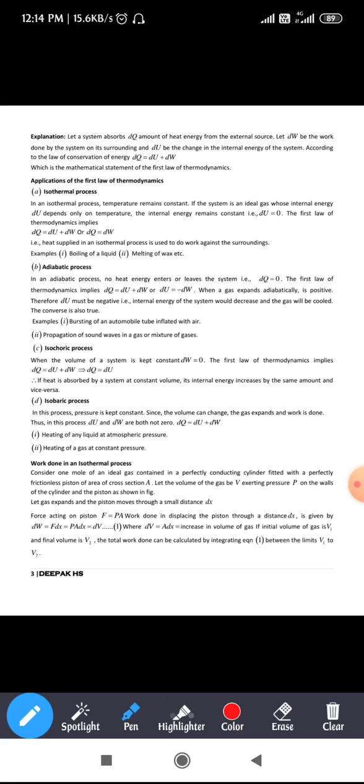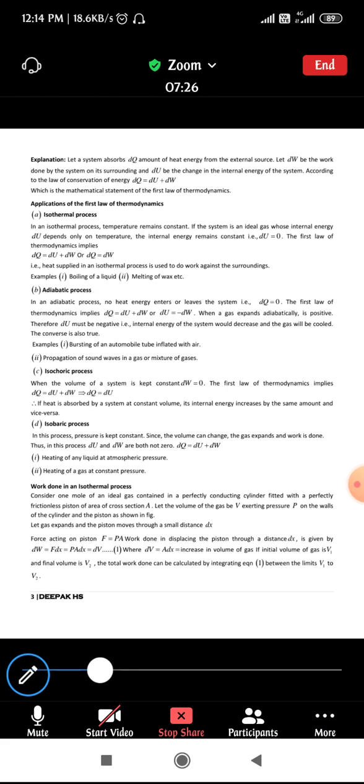Next, coming to the adiabatic process. An adiabatic process is one where no heat energy enters or leaves the system. So the entry and exit of energy is restricted.